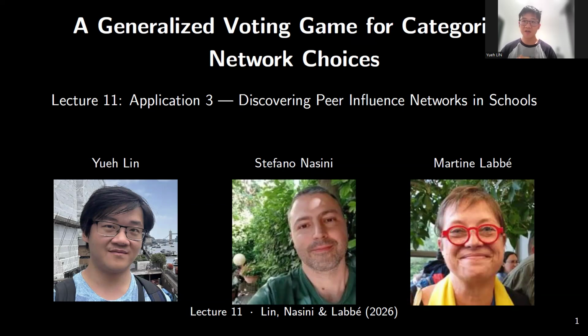We're going to talk about the third application of our voting game models. The third application consists of using the inverse voting game to discover hidden peer influence networks inside a school data set about substance uses.